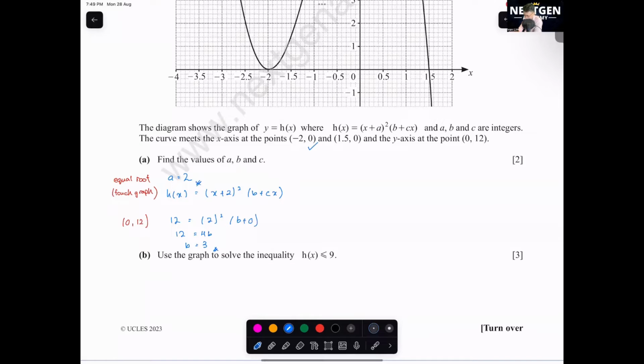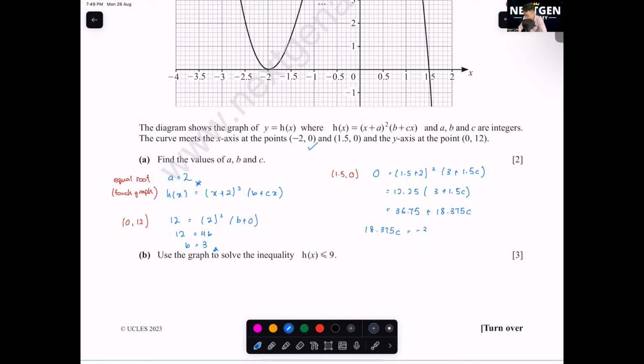So a = 2, b = 3. Then I am going to put in (1.5, 0). Sub it in: 0 = (1.5 + 2)² (3 + 1.5c). I'm just substituting whatever information they give us. Here you get 12.25 (3 + 1.5c). Go and solve for this. Open up the bracket: 36.75 plus 18.375c.